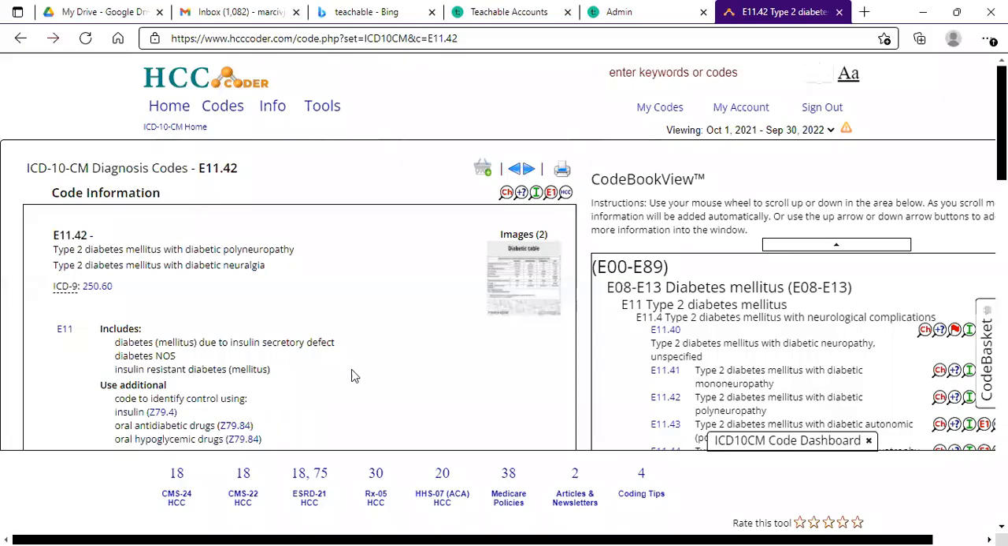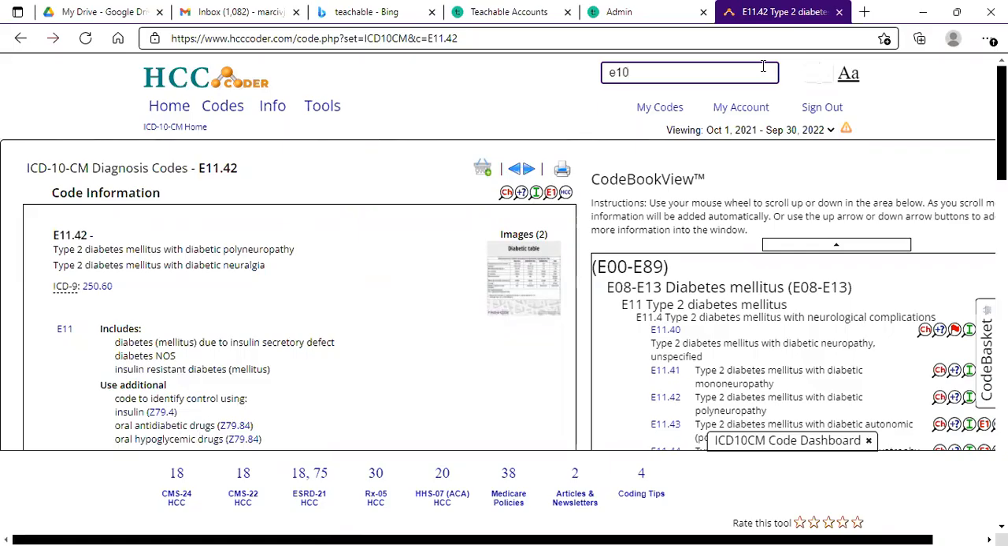So if they're on some metformin or Januvia or whatever other oral drugs, you're going to use this. If they take insulin injectables, you're going to use this. It's telling you to use additional, so you have to use it. Not maybe you can if you want to. No, you have to use this. So let me show you the difference with diabetes 1.